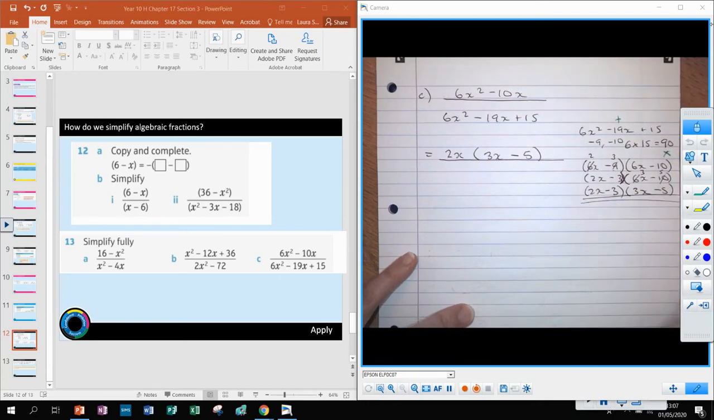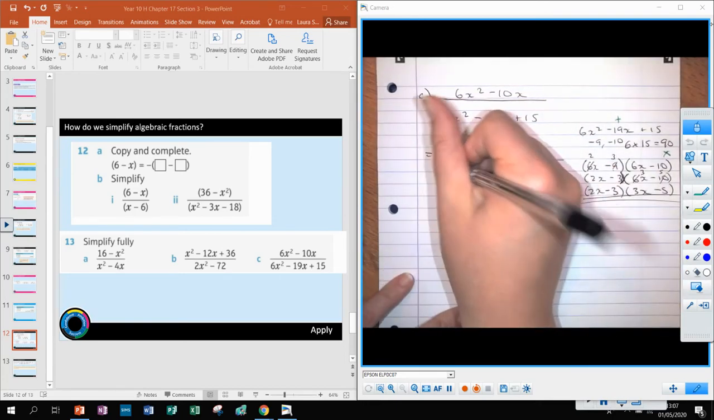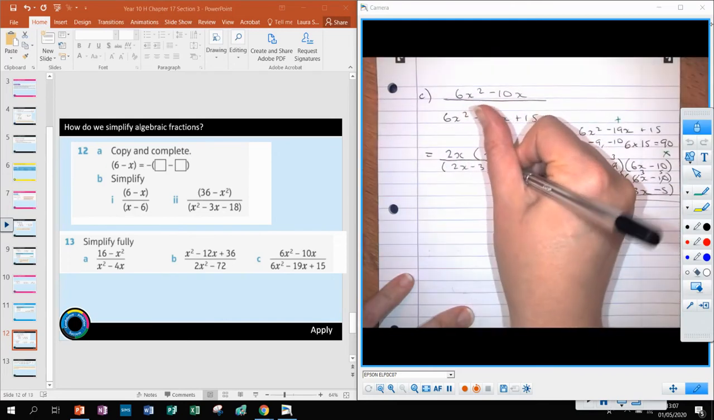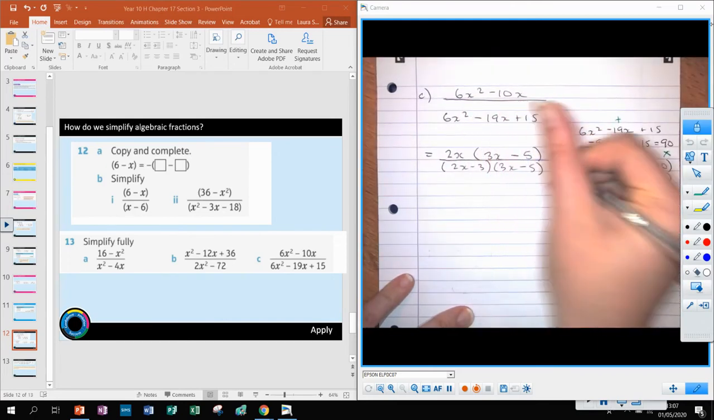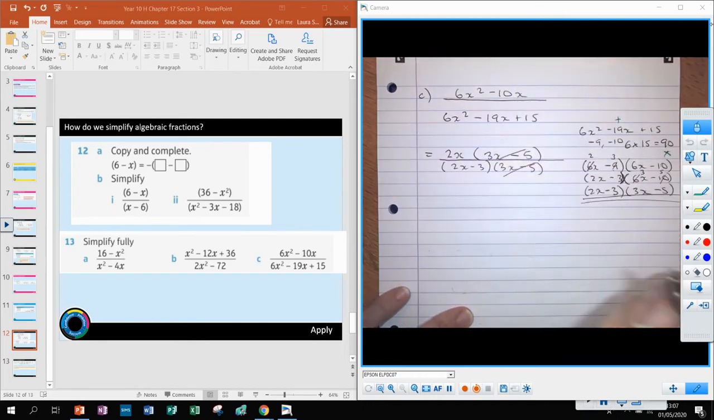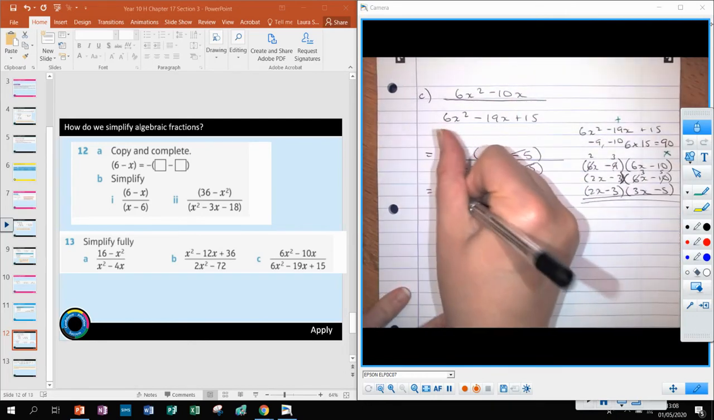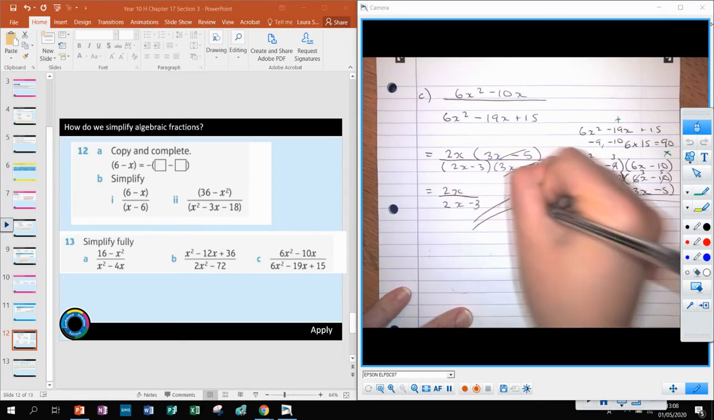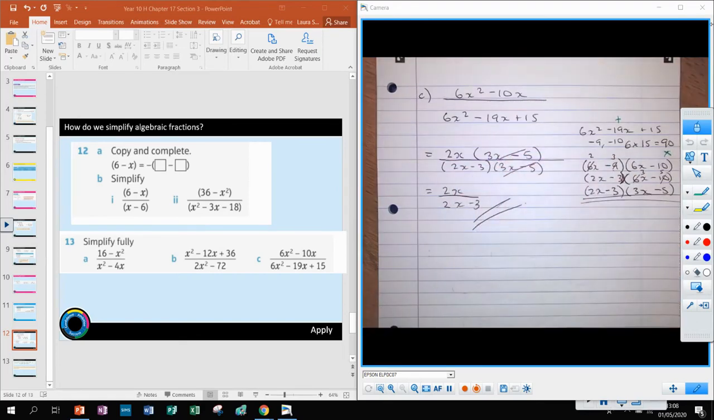That's my final, so I can put this here. We get 2x minus 3 and 3x minus 5. That's fully factorized now, and we can see that those two will cancel out, giving us a final answer of 2x over 2x minus 3. So well done, guys. That's almost as challenging as it gets.